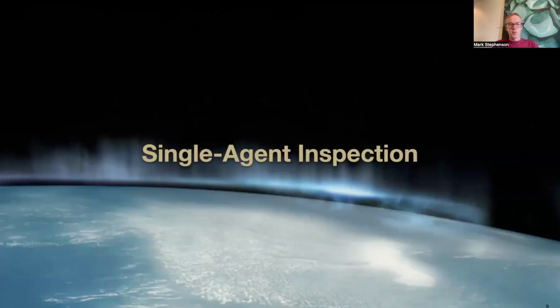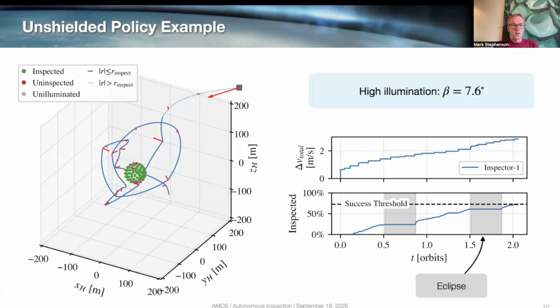So let's get into the results for the single agent inspection task. We're going to start on the micro level and look at an individual trajectory. You can see the policy executed for a specific alpha value policy in a fairly high illumination case where most of the RSO is illuminated at some point in the orbit. A large part of the fuel that's used is during that initial large thrust just to get close to the RSO. But after that, it completes a pretty sensible inspection trajectory with relatively little fuel.